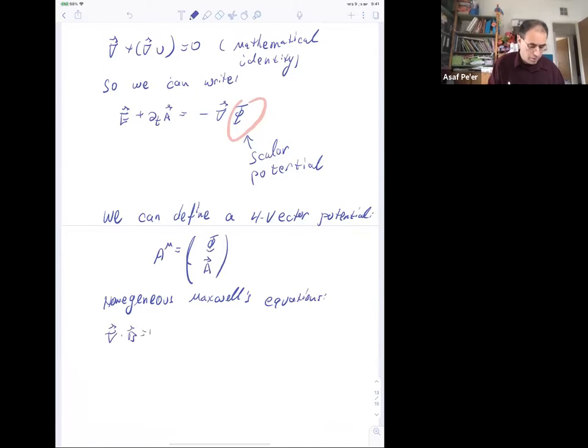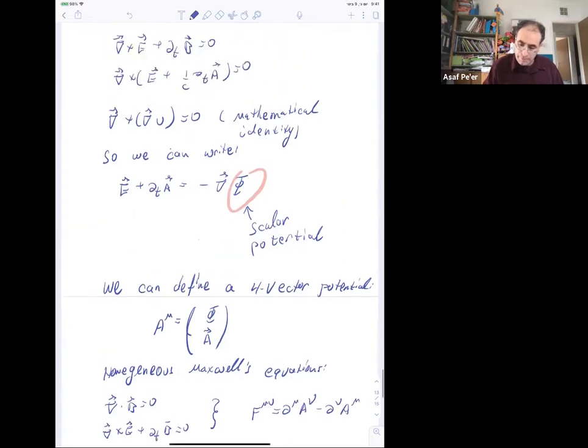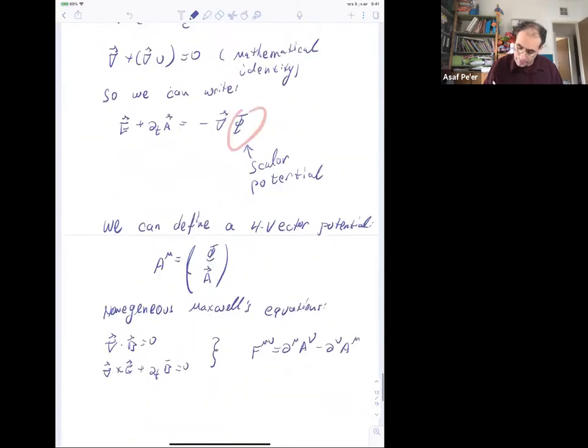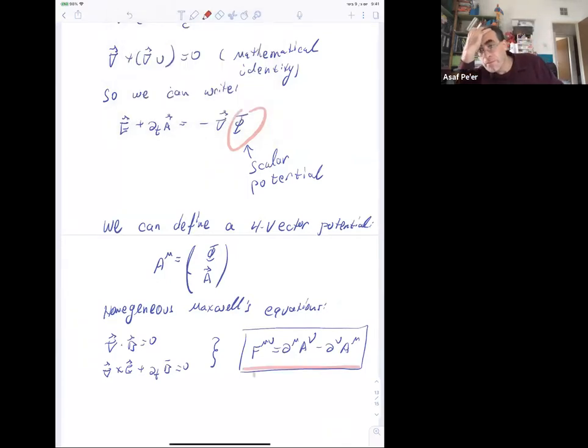Nabla dot B equals 0, and nabla cross E plus dB/dt equals 0. I can simply write them as F^{μν} = ∂^μ A^ν − ∂^ν A^μ. So we have a very compact form for Maxwell's equations.